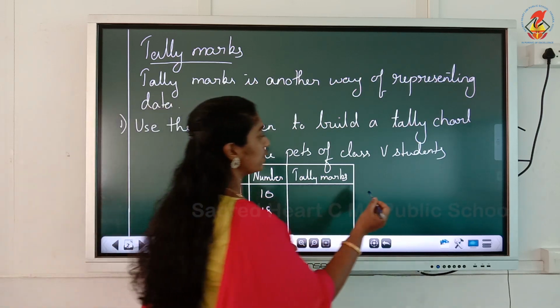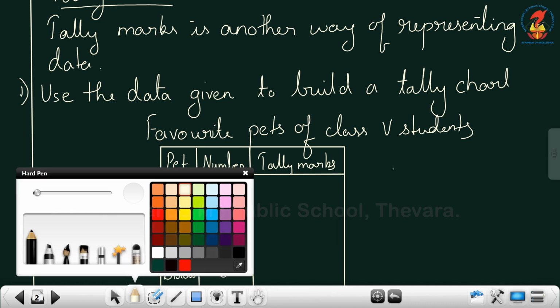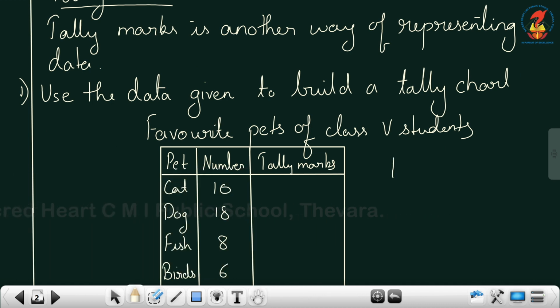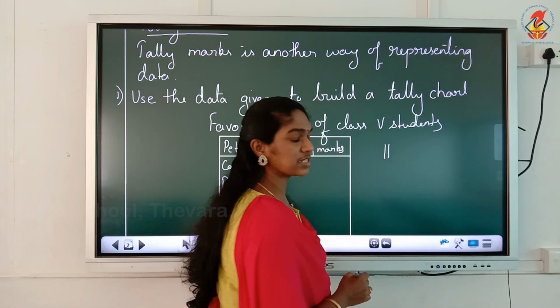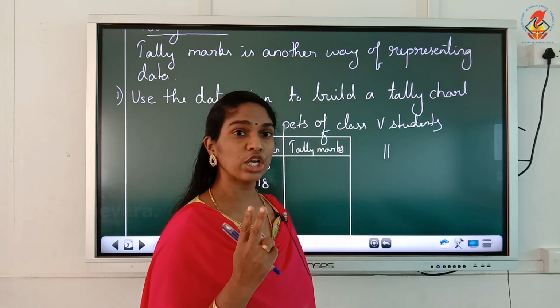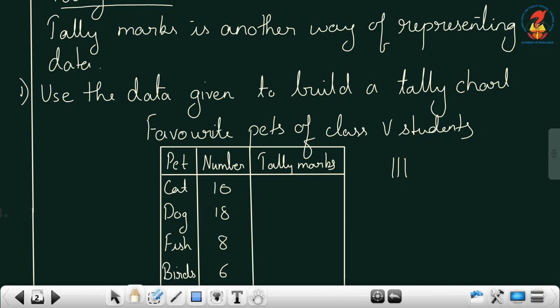Tally marks is another way of representing data. Here we show in the form of lines. You draw one line over here. From that it is understood you are showing the number 1. Then you draw two lines like this. It is understood you are showing the number 2 over there. When you draw 3 lines, it is understood you are showing the number 3. When you draw 4 lines, it denotes the number 4.